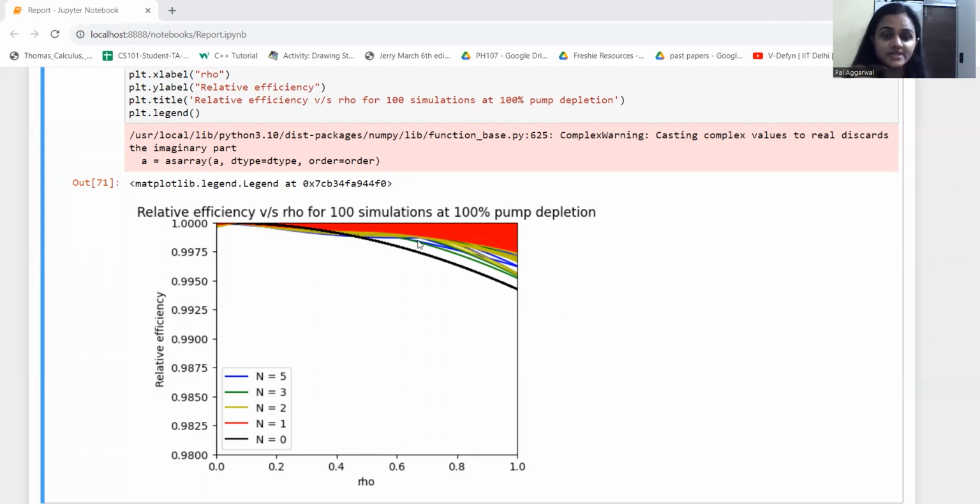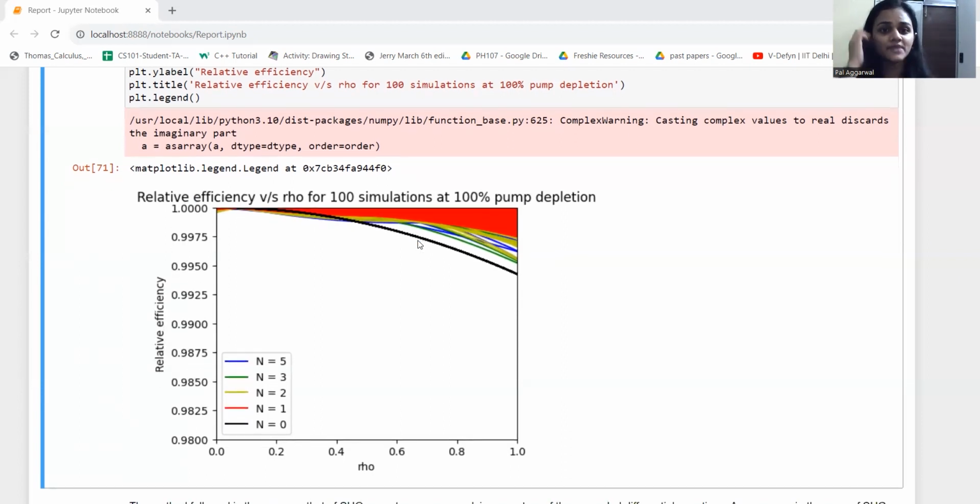Basically, if we recall, for the SHG case, there was a sharp decrease in the efficiency for the n equal to 0 case, whereas for the other orders, the efficiency was not decreasing much. It was decreasing by less than 1%. But in this case, the decrease is less even for the n equal to 0 case. Overall the decrease is less, and it is not as profound for the n equal to 0 case.